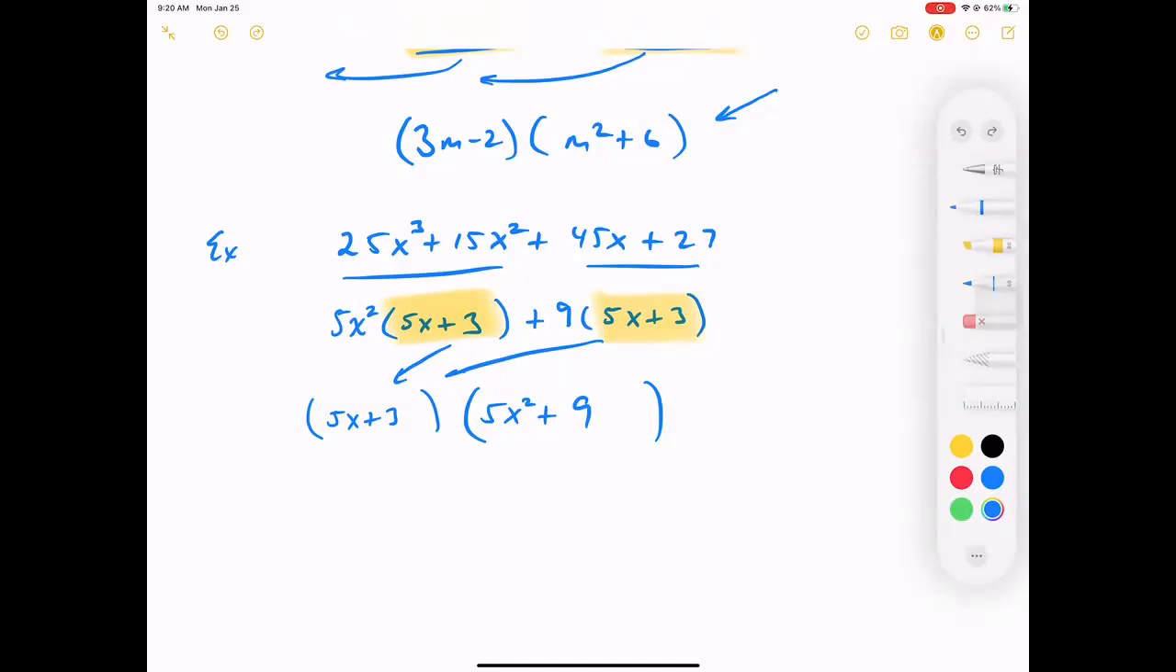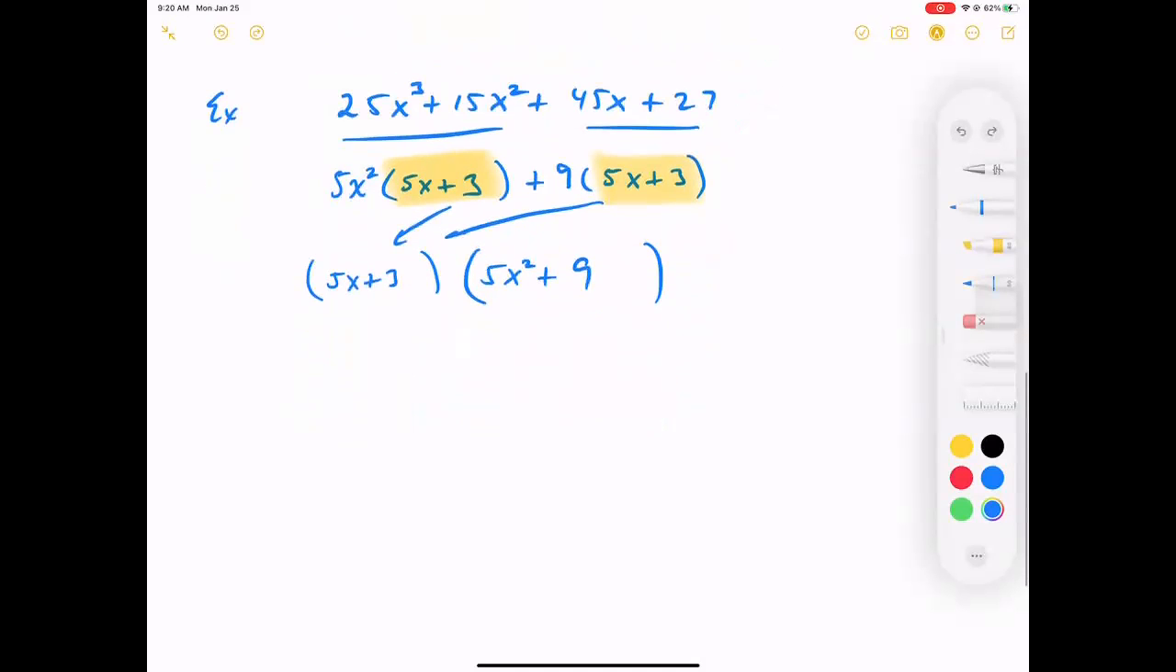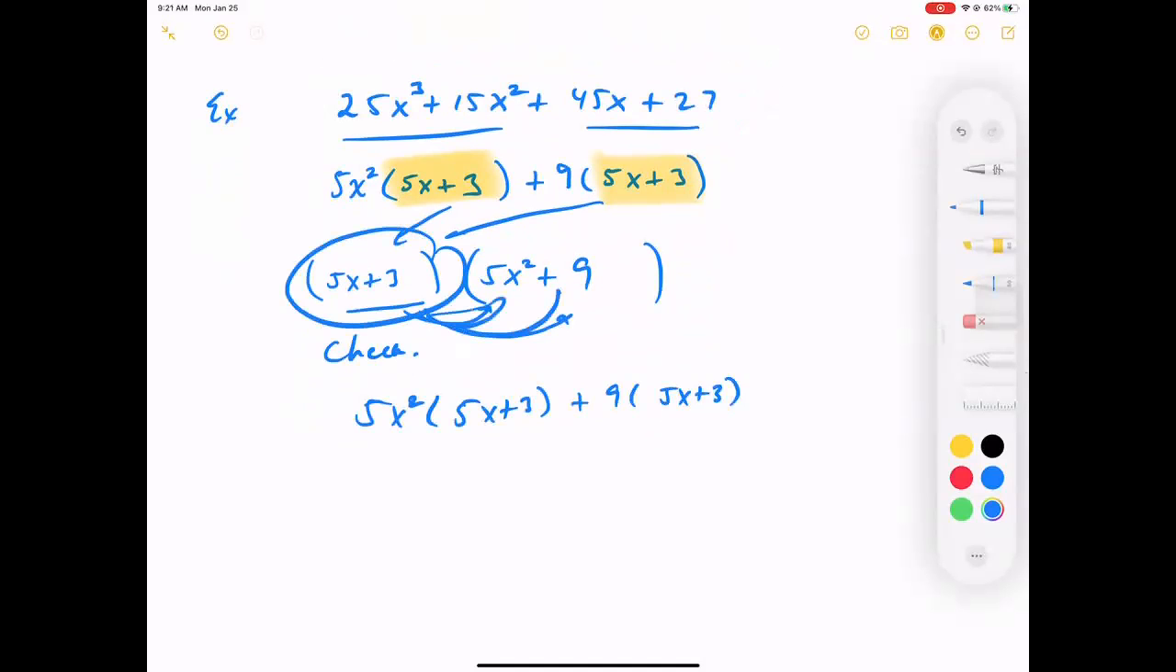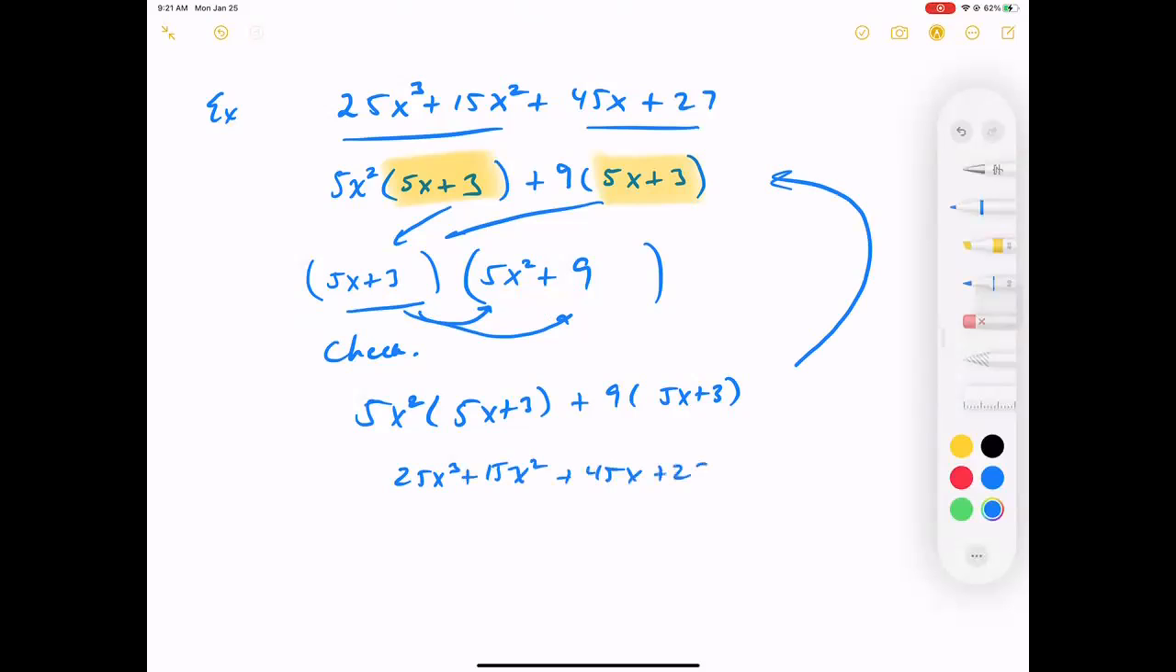Now, if you remember learning distribution before, to double check, let's look at the check. We're going to multiply everyone here by the first term and everyone here by the back term. So 5x squared has to multiply 5x plus 3, and 9 has to multiply 5x plus 3, right? If we're multiplying the first term to the front and the back, which gives us pretty much our last problem. If I distribute this, it'll be 25x cubed plus 15x squared plus 45x plus 27, which is our original problem.